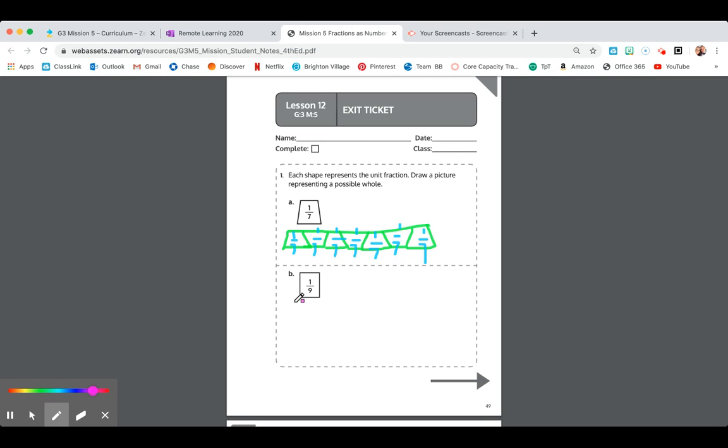Here we have 1/9. So I would need 1, 2, 3, 4, 5, 6, 7, 8, 9 equal pieces, and each of these is 1/9. Each piece equals 1/9, representing a possible whole. Here we go to the next page following that big arrow.